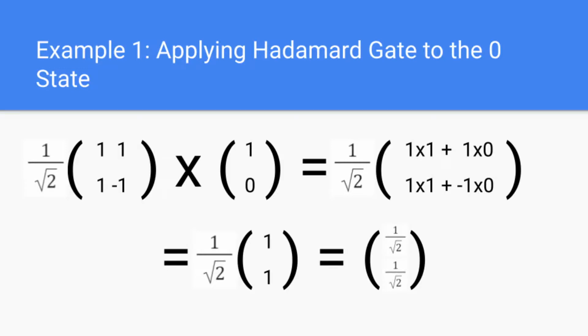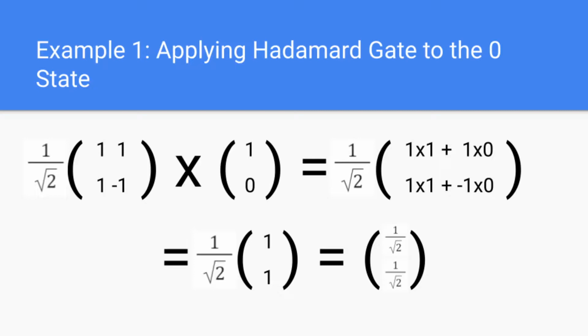Now this, when multiplied out, equals the scalar on the outside, and on the inside we have 1 times 1 plus 1 times 0 on the top, and 1 times 1 plus negative 1 times 0 on the bottom. When you add these values together, you get 1 over root 2 on the outside as a scalar, times 1 on the top and 1 on the bottom. Now, when multiplying the scalar out, we get 1 over root 2 on top and 1 over root 2 on bottom.